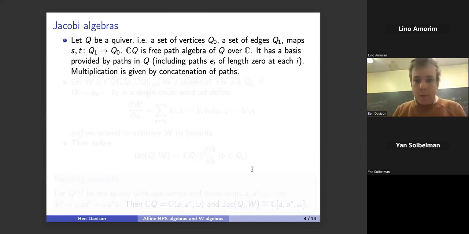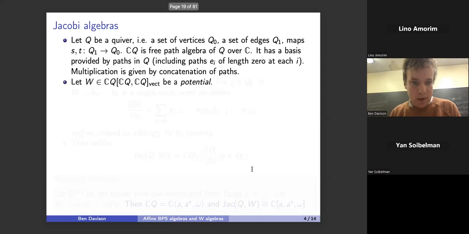I denote by CQ the free path algebra of Q over C. So this has as a basis over the complex numbers paths in this directed graph, including paths of length 0, starting and ending at each vertex I. And then multiplication with respect to this basis is just given by concatenation of paths, if the paths will concatenate. But if I try and multiply a path that ends at a point that is different to the point that a different path starts at, then their product is 0. So hopefully that will be somewhat familiar to any people in the audience.